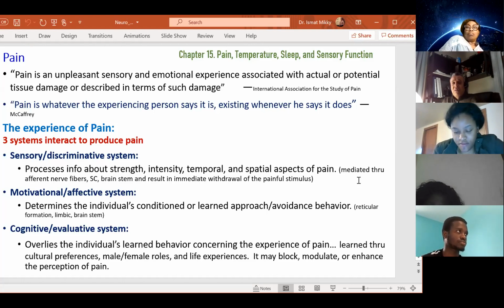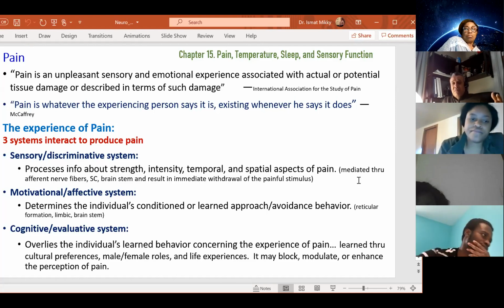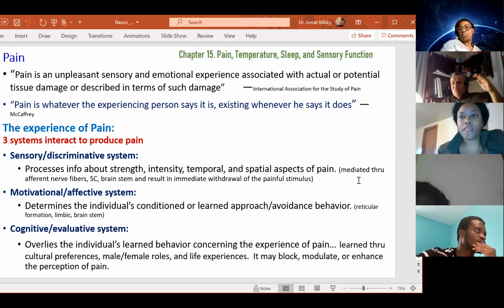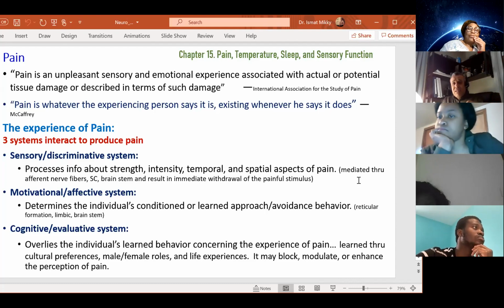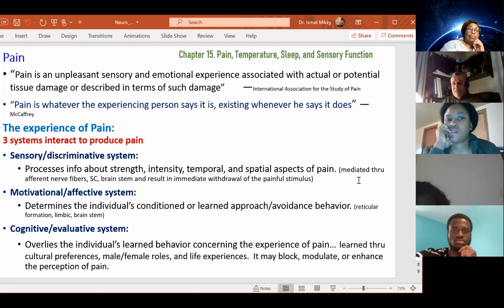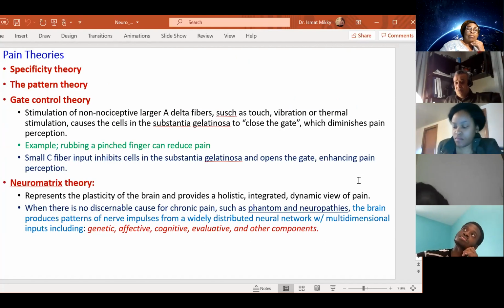The third system is the cognitive evaluative system, which takes into consideration the patient's experiences of pain. So that explains a little bit about why some patients would have a high tolerance, others a lower tolerance, threshold, and dependence. That explains the three concepts of pain: threshold, tolerance, and dependence. The interaction of these three systems gives us an idea about the pain experience.